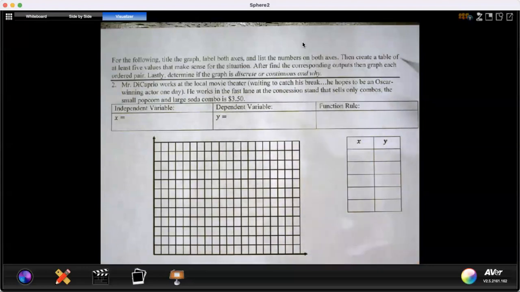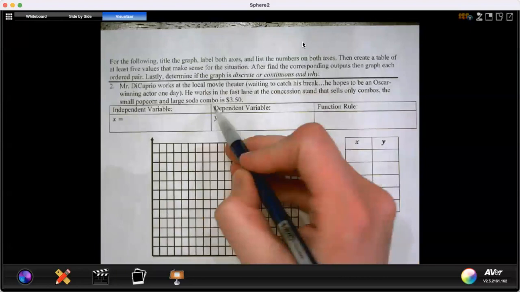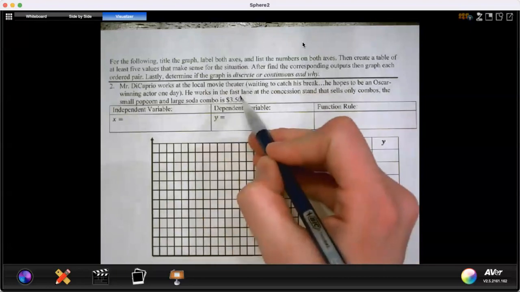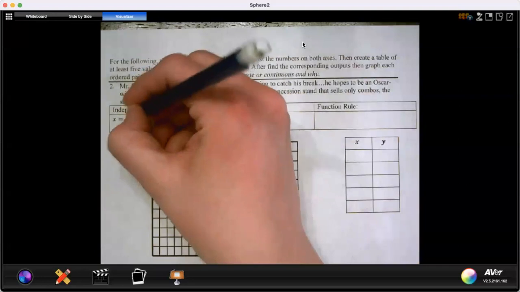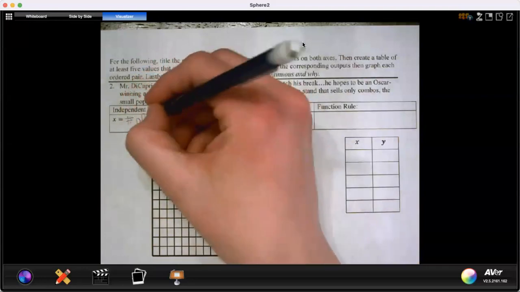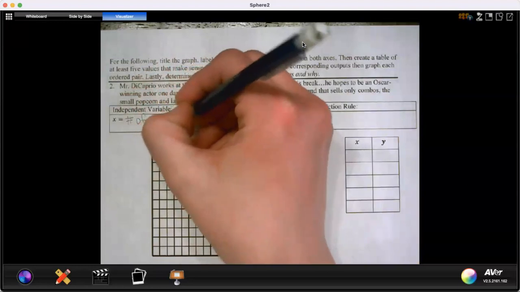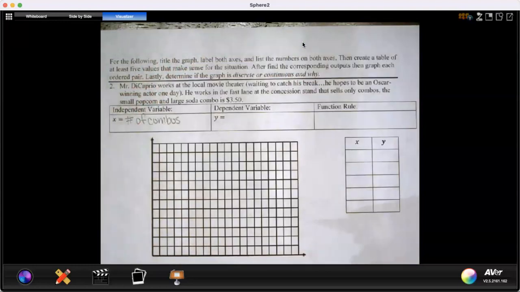So the first thing you want to consider is, what two things are we comparing? In this scenario, it doesn't give us all the information necessarily that we need, but it gives us a start of what we believe the situation is going to be talking about. So we have these combos that are $3.50. The number of combos someone gets is going to be the independent variable. Now, what would be compared in relationship to the number of combos? Well, it's going to be the total cost.